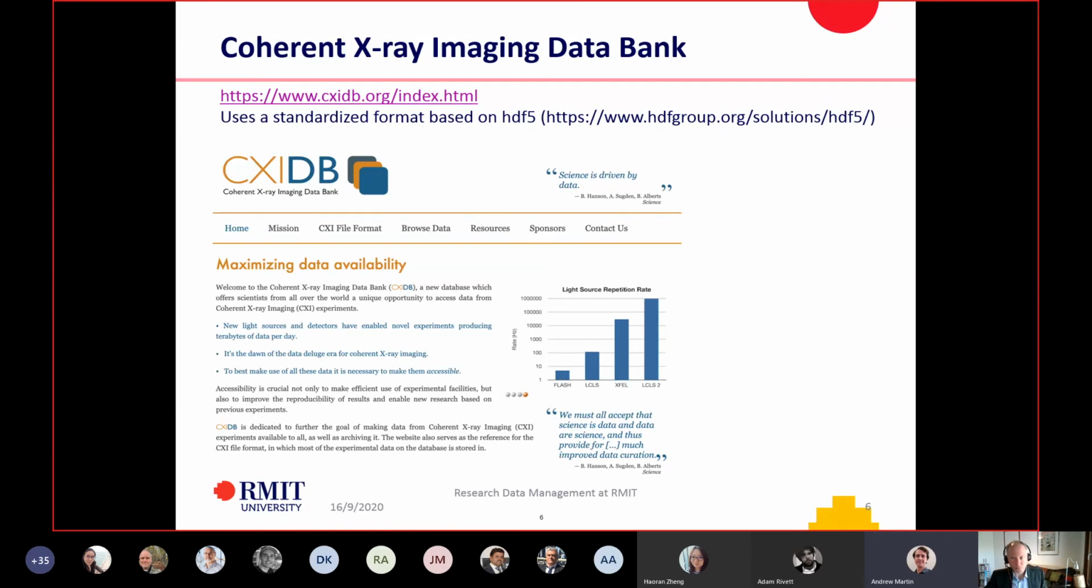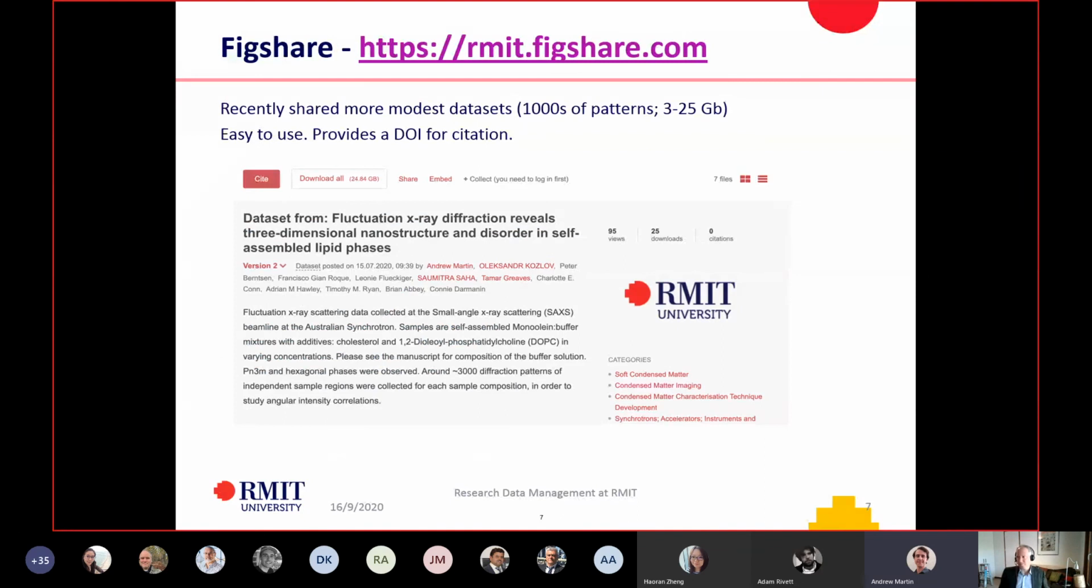Yeah, and I think we'll go to the next slide. The last thing I'll mention is smaller data. CXIDB was really good when the data sets get up to about a terabyte. But I also work on other science with data sets that are more like gigabytes. For that, for a couple of publications this year, I was able to use Figshare, the RMIT Figshare account. And I would just say that I really enjoyed using this.